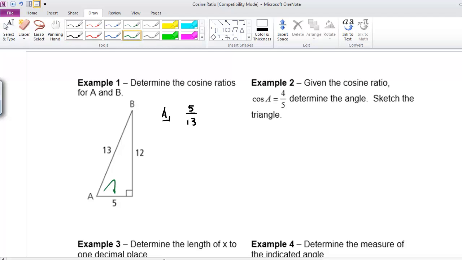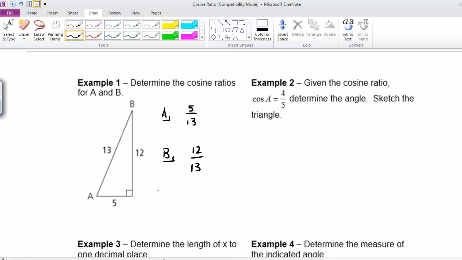It is the ratio of the side adjacent to the hypotenuse, 5/13. For angle B, well, the side adjacent is 12 and the hypotenuse is 13. So these are the ratios.